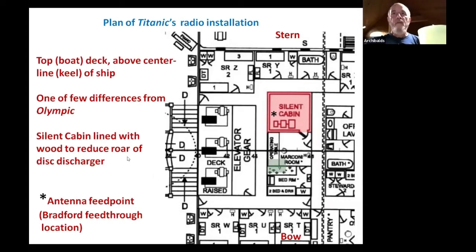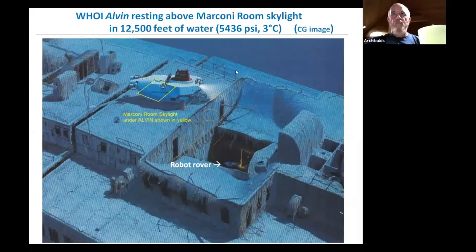This is another CGI image showing the Alvin, which is a deep diving submersible from Woods Hole Oceanographic on Cape Cod. And it's right above the skylight in the Marconi room. So the Marconi room is right under this, the silent room would be here, and the bunk room would be over there. And it was one of the several submersibles that took pictures of the radio room.